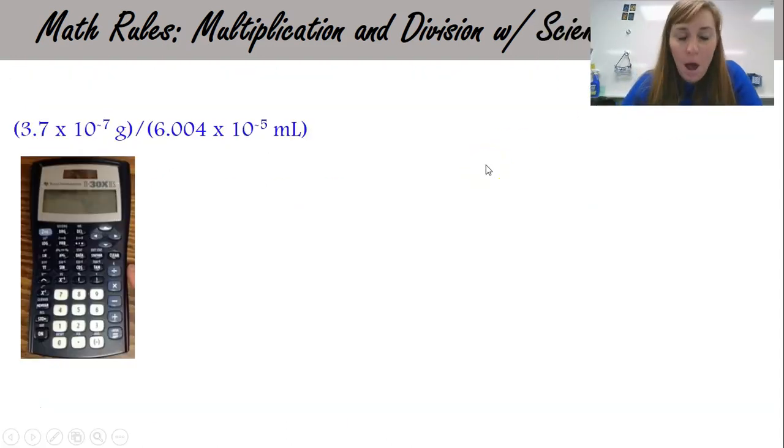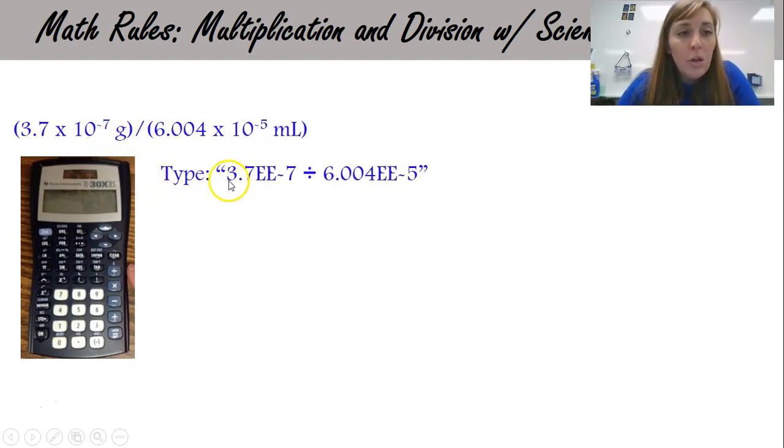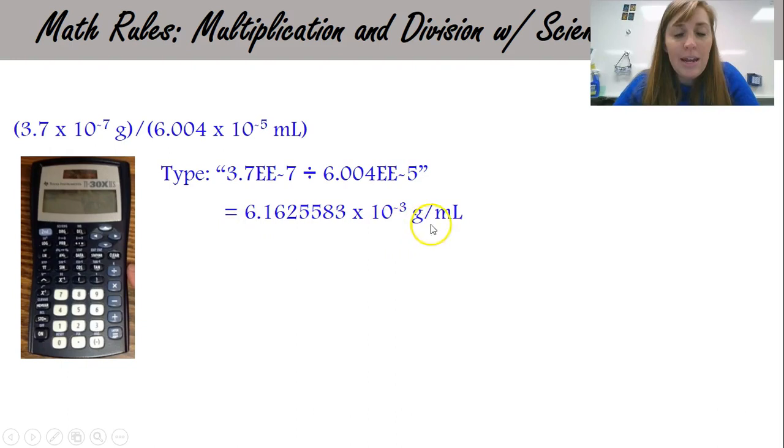So if I were to do that same problem from the beginning, here's how I would type it in my calculator. 3.7 EE negative 7. Notice I don't have any 10s. I don't have any multiplication signs. This whole times 10 to the is replaced by the E. So I just have my coefficient E and then my exponent. Then I press divide. 6.004 E negative 5. No 10, no times, just the EE, then the exponent. When I type that into the calculator, I get this.